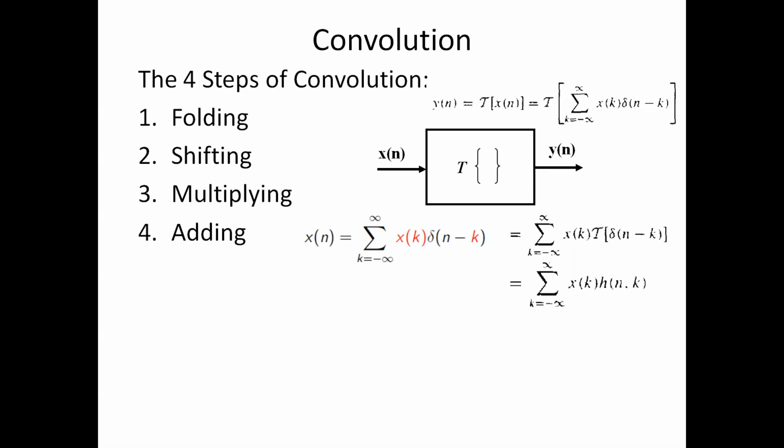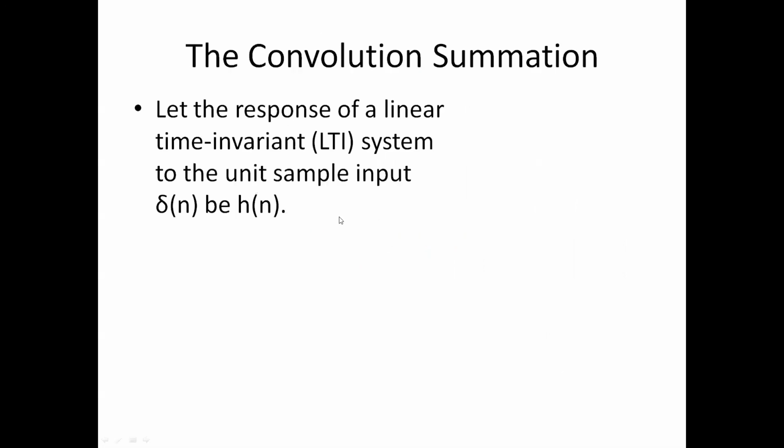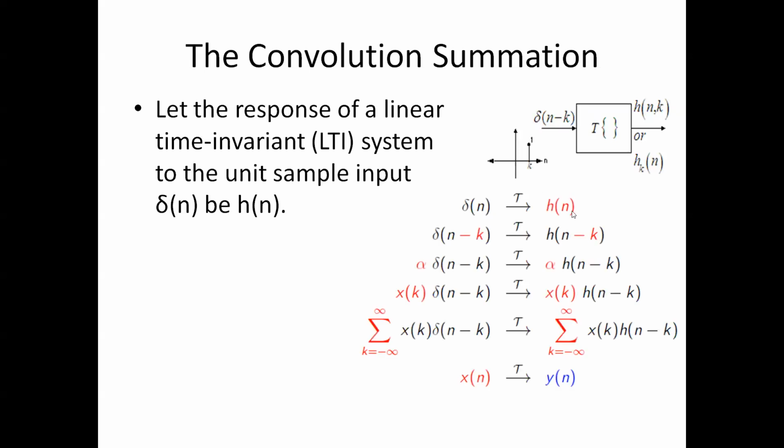So if we know the impulse response, we can do it. So mainly it is having the steps of folding, shifting, multiplying, and adding. I'll be discussing with an example. So this is the general convolution equation. This convolution summation we are having here. For delta[n], output is h[n]. Delta[n minus k] gives h[n minus k]. Alpha into delta[n minus k] is alpha into h[n minus k]. So x[k] into delta[n minus k] is equal to x[k] into h[n minus k]. And the summation of x[k] delta[n minus k] is equal to x[k] h[n minus k].